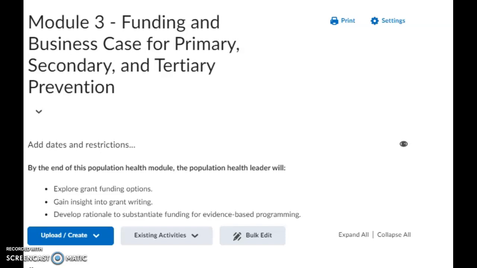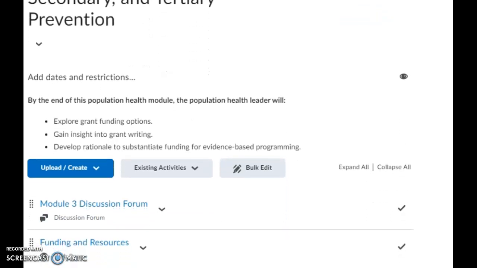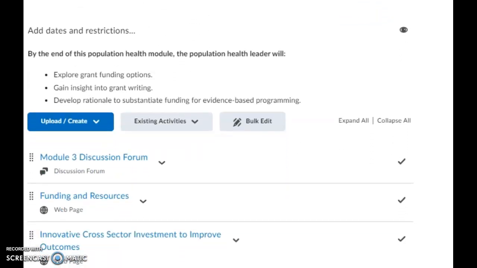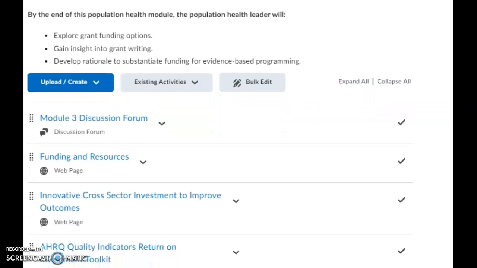Now, across Module 3, we do have two discussion boards that run consecutively. So, one discussion board the first week, and then a second discussion board that second week. Now, our focus for Module 3 will be on funding. You will have the opportunity to explore grant funding options, gain insight into grant writing, and develop rationale to substantiate funding for evidence-based programming.